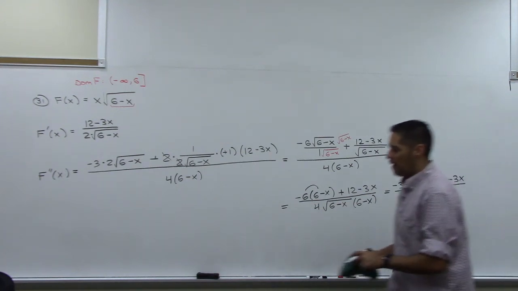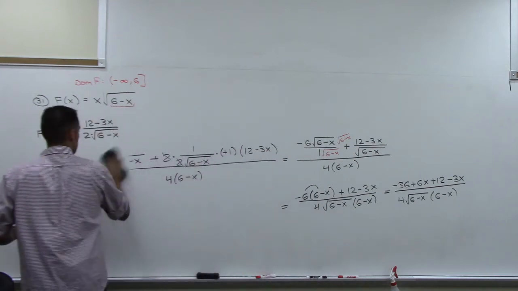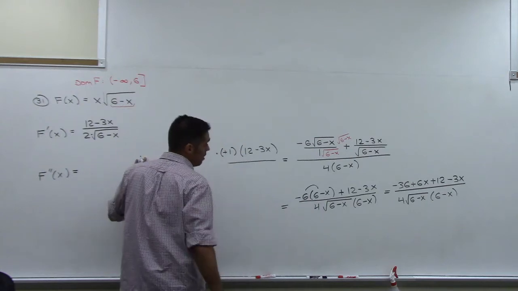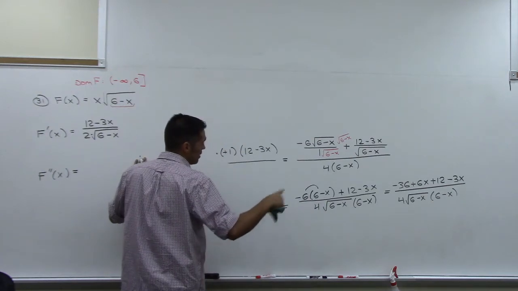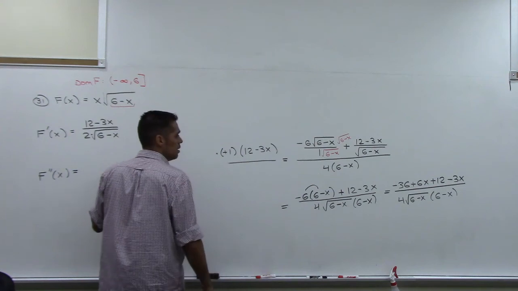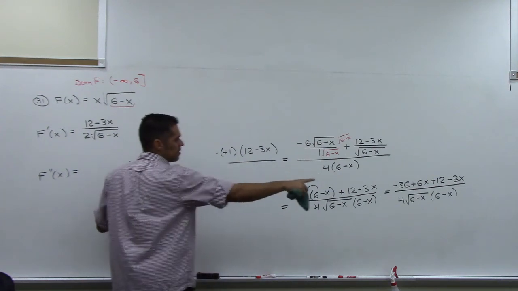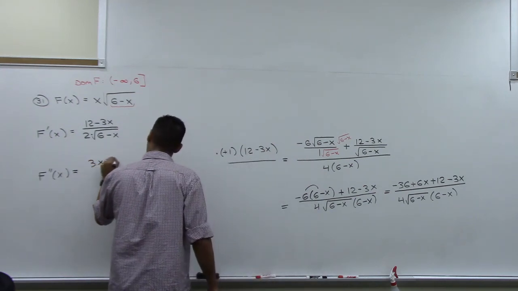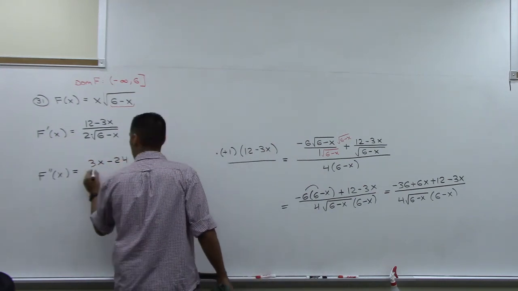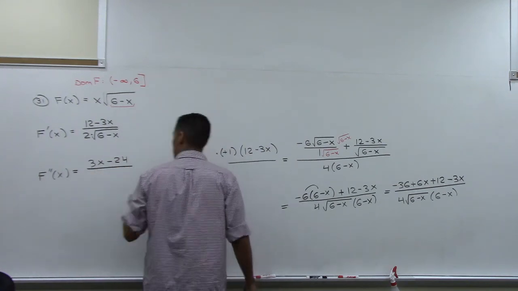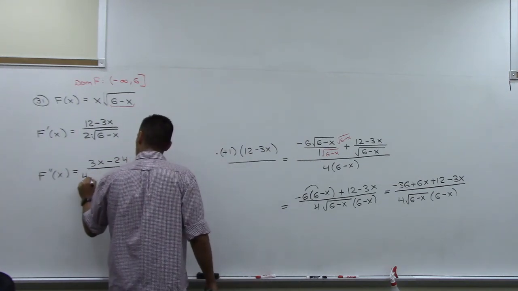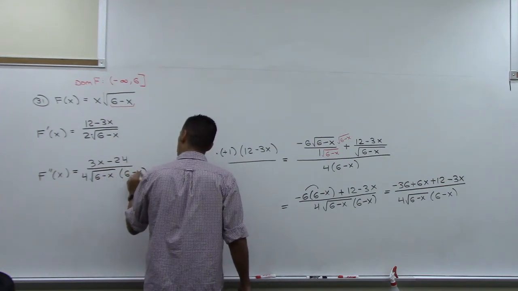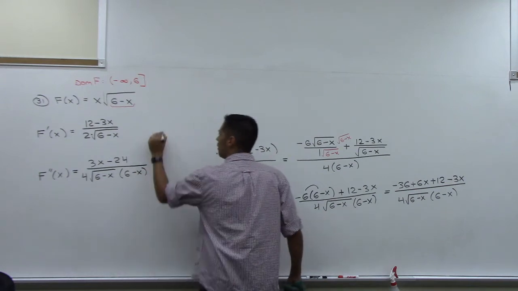All right, ready to write my final second derivative down over here. Just combine like terms on the top there. Negative 36 plus 12 is negative 24. And look, 6x minus 3x, that's 3x, so I'll put the 3x first. 3x and then minus 24 is on top over this thing, 4 and then root 6 minus x and then times 6 minus x.